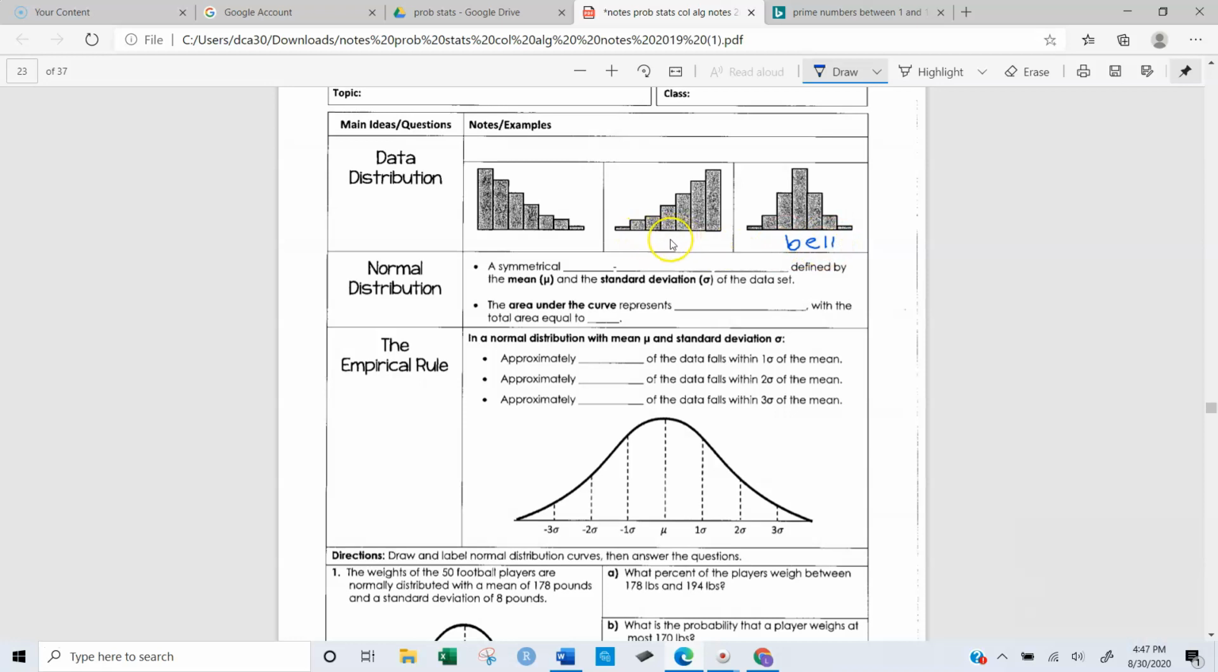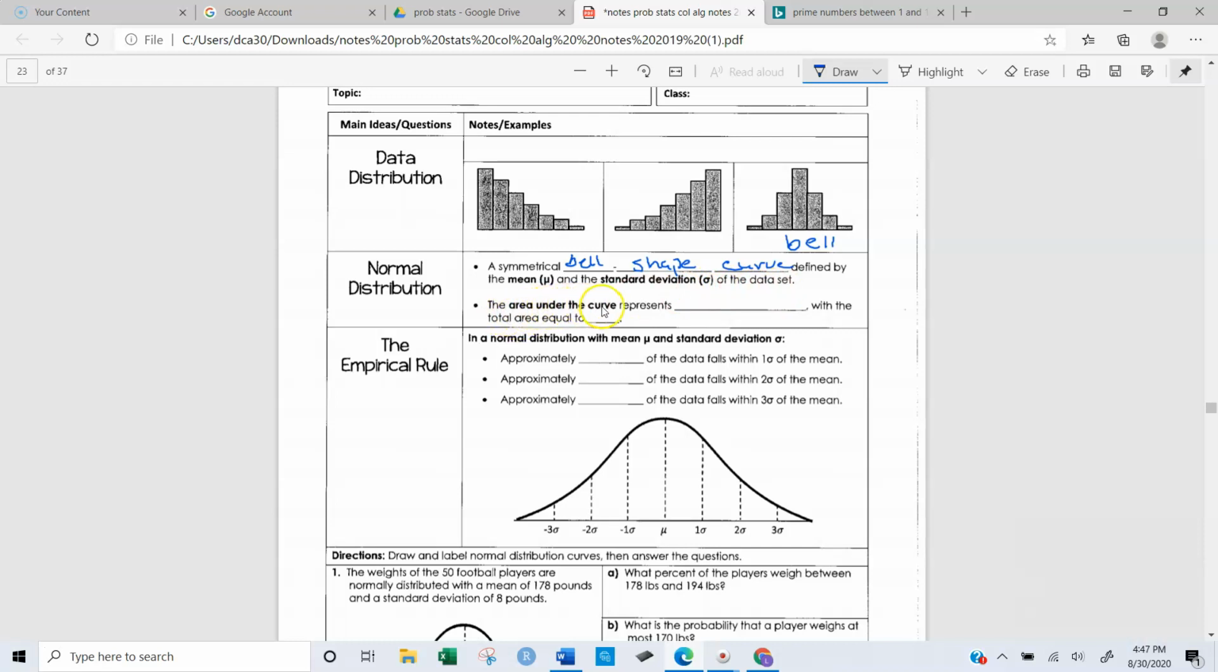This is skewed to the right because he's got more on the right, and this is skewed to the left because he has more on the left. Okay, a symmetrical bell-shaped curve is what we're talking about here. This is what we're going to be using. It's defined by the mean and the standard deviation of the data set.